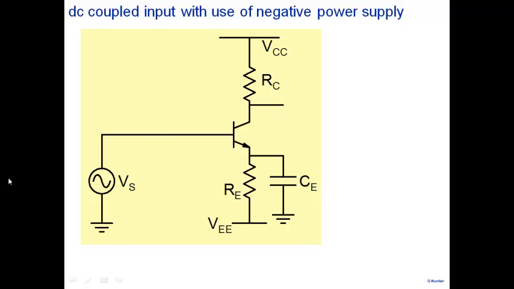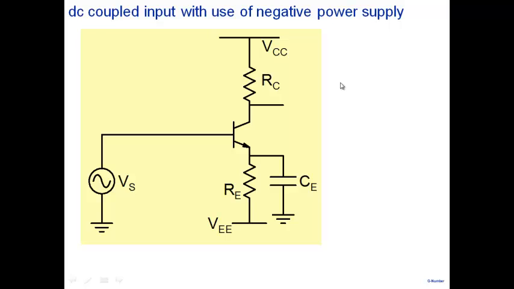So we can avoid the base coupling capacitor by simply using the negative power supply here and an RE to bias the transistor. And the input signal then is directly coupled. So that problem is easily resolved. I'm not talking about the output coupling capacitor. All that we need to do is make sure that we can directly connect the first stage to the next stage.